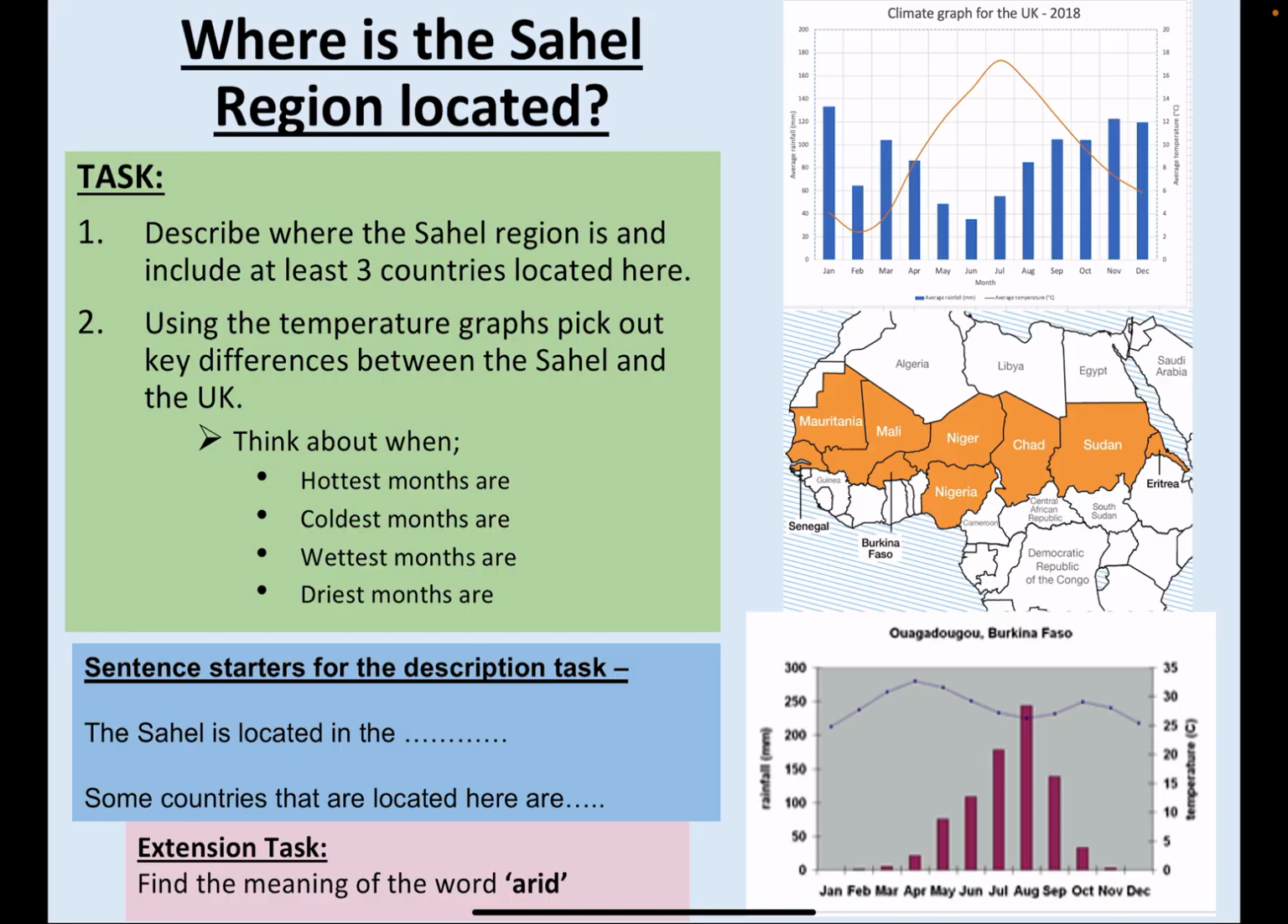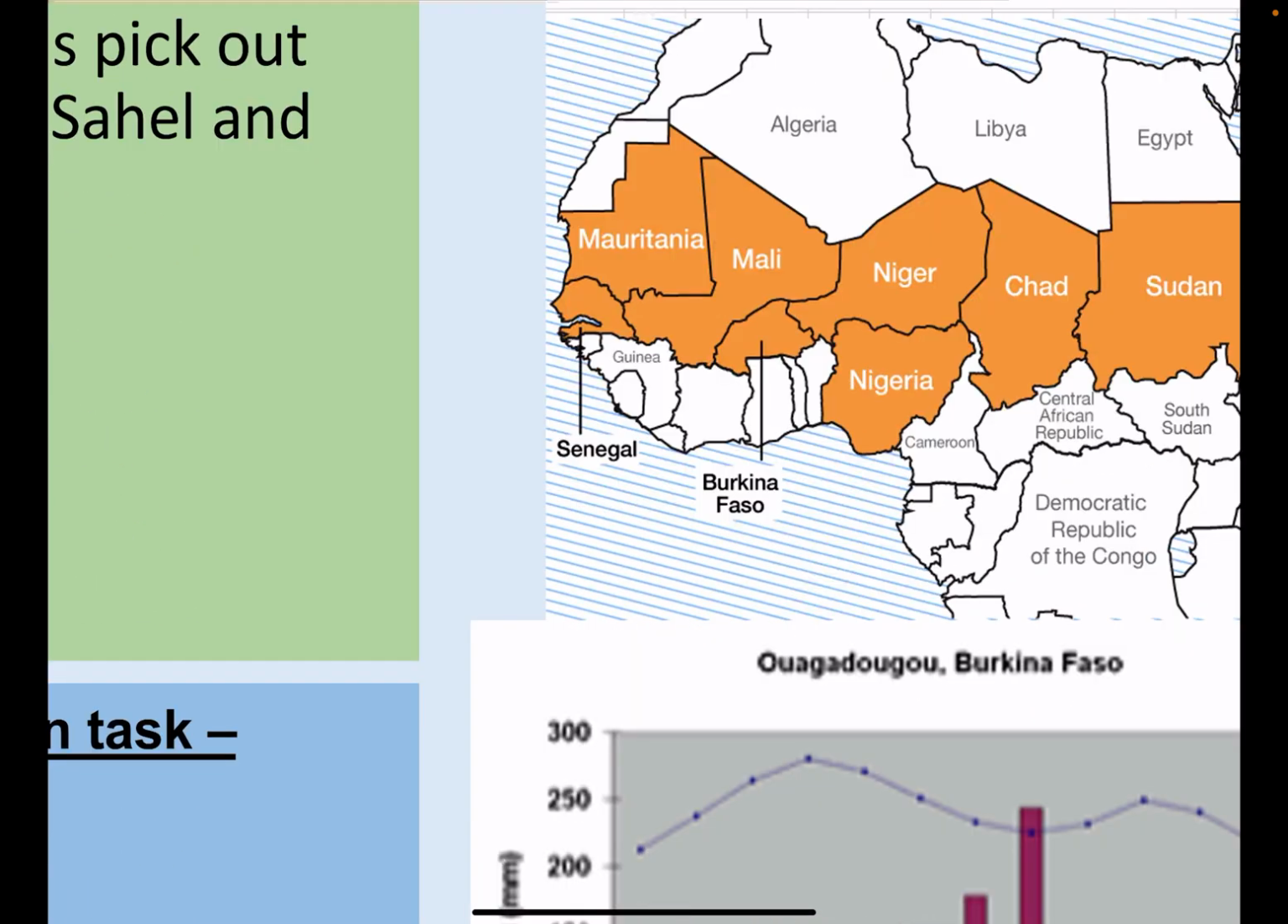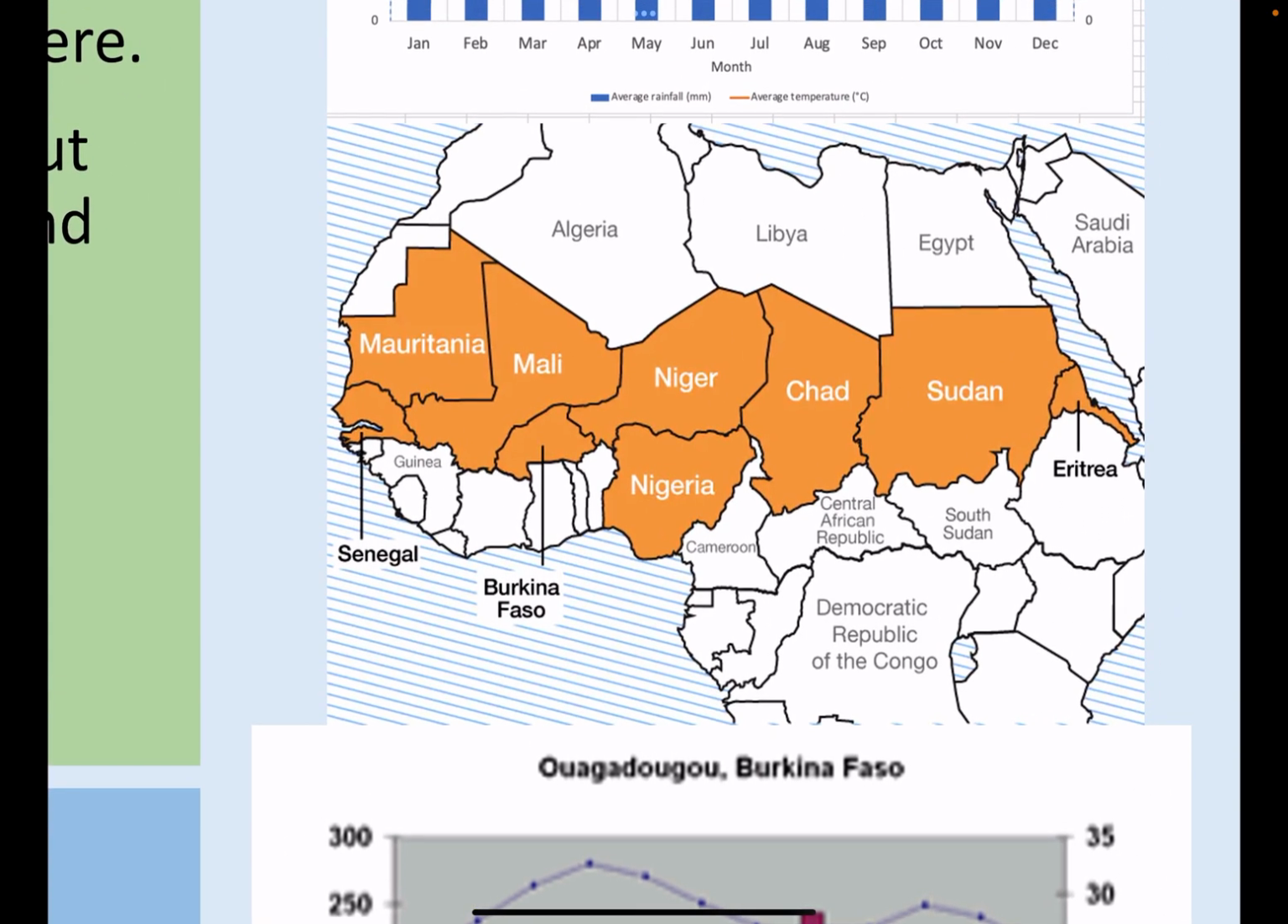We're going to look at where the Sahel region is located. Two tasks over here and lots of images for you to look at, and then write full sentences. Okay, so it says there, describe where the Sahel region is and include at least 3 countries located here. So for this task, you are going to use this map here. You can see here's part of the African continent. In the orange colour, you have all the countries that are found in the Sahel region.